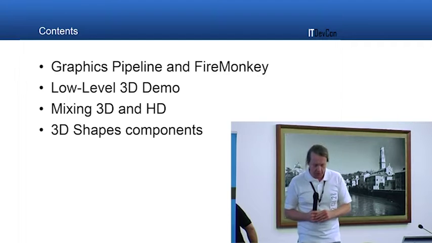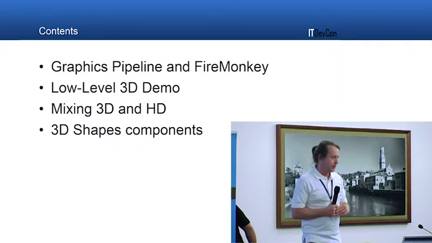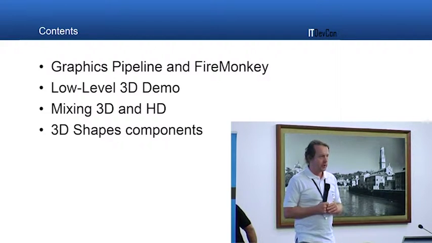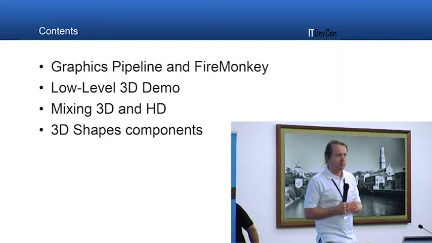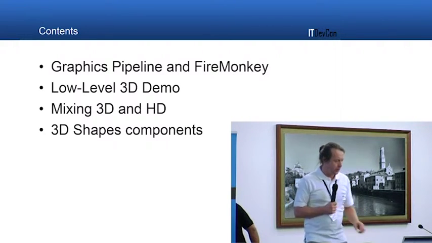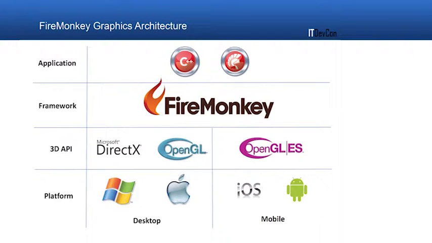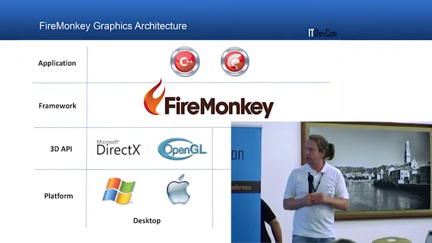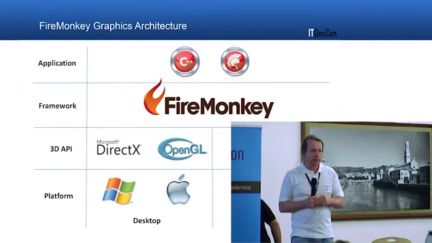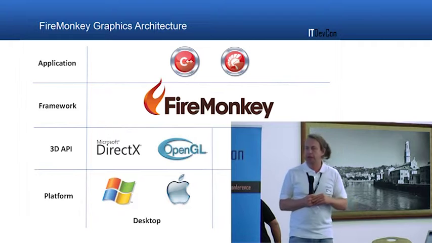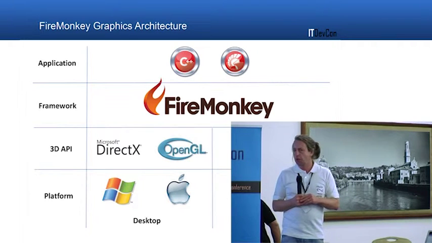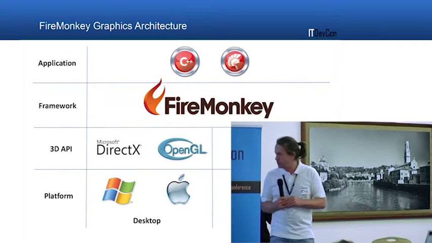With FireMonkey, you can create applications that use the low-level APIs of different platforms. For example, when we have a FireMonkey 3D application compiled for Windows, we are using a different 3D API, DirectX. And when we have the same application compiled for Mac, we are using a different API, OpenGL. And the same application in the upcoming mobile compilers will be using a different API, OpenGL ES.